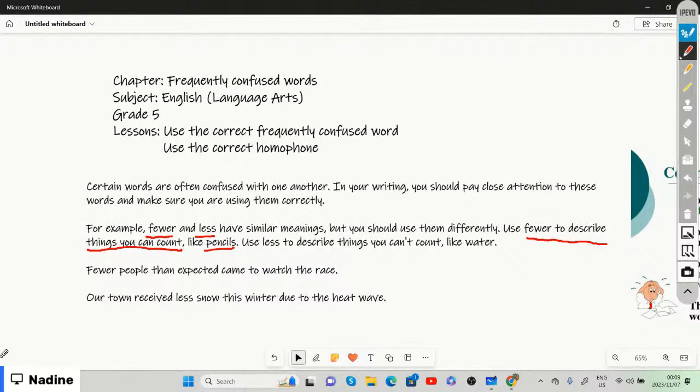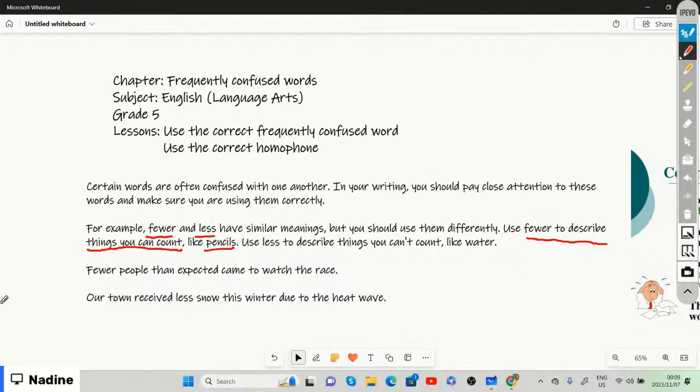So, like I say, both fewer as well as less mean that you do not have much of that. But when we use the word fewer, we use it to describe things that you can count. It's a countable noun. Anything that you can count, for example pencils, books, then we use the word fewer.